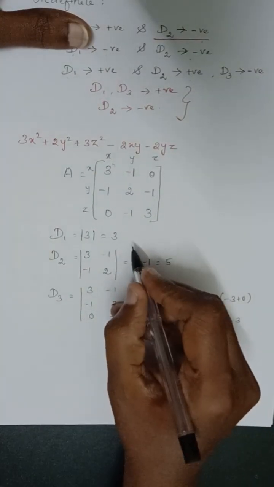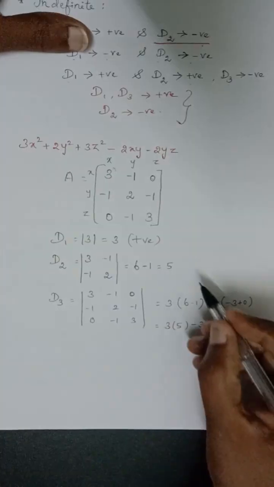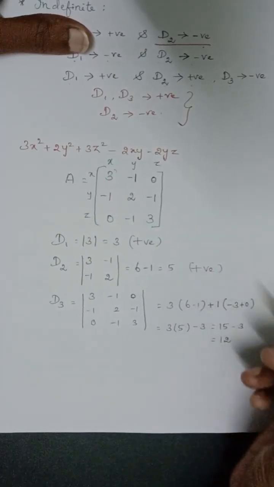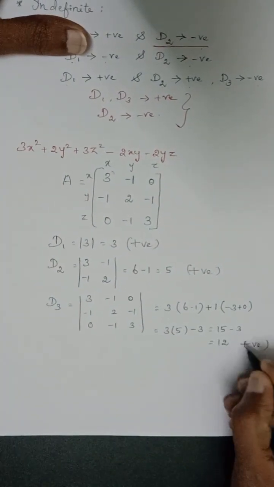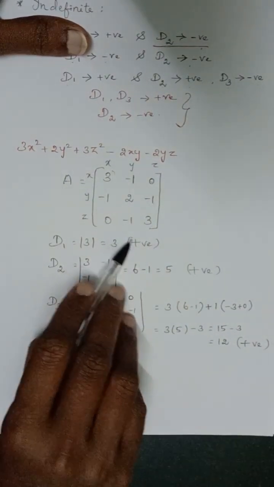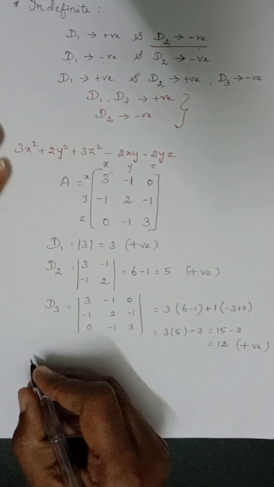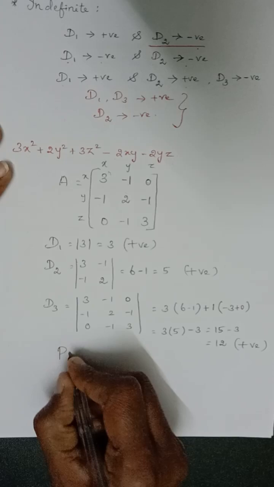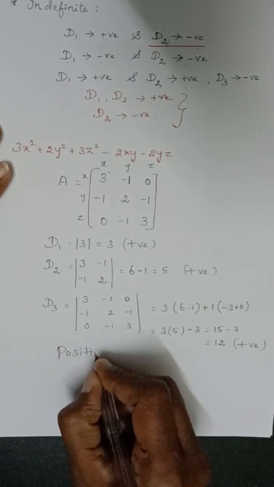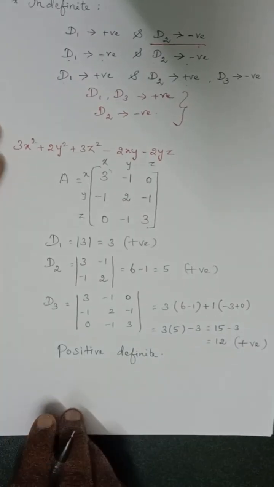So see here, 3 is positive, 5 is also positive, and finally D3, 12, is also positive. So D1, D2, D3 are all positive. So the nature of this quadratic form is positive definite. Okay, it's clear, right?